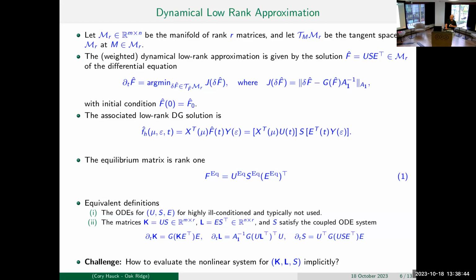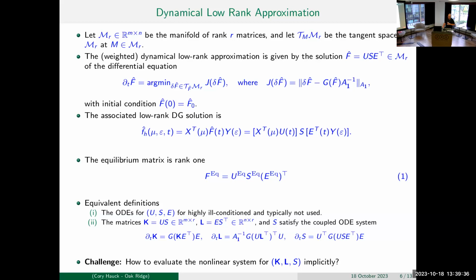So associated, this is a DG solution. I'll use hat for these low rank approximations, and it just comes from taking this inner product again. And if I rearrange the factors, if I use the factorization of F as U, S, E, then I can write the solution in this way. So this bracket is essentially taking the original basis functions you started with and combining them in a very special way, so that it's adapted to the solution structure. And that's in the variable mu. And the same thing happens here in the variable epsilon, and S tells you how to combine them. U and E are time dependent. So these bases change in time. That's what gives you the power of this method. The equilibrium, which I showed you before, can be written in terms of this factorization, where S is just a scalar. So this is a rank one expansion.